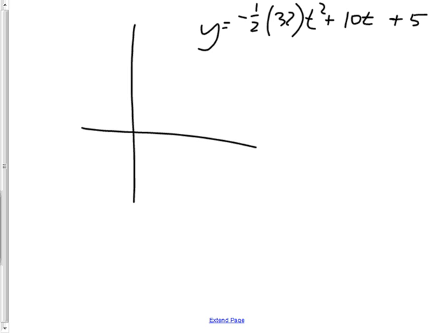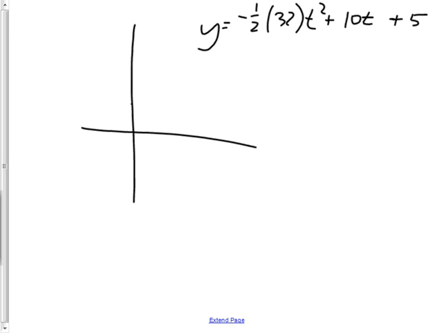Do you know what that equation I just wrote down means? Okay, then what's the velocity? 10. Is it in feet or meters? Feet, because this was in feet, so I knew it was in feet. If it had been in meters, that 32 would have been a what? 9.8, and then we'd know we were in meters. Okay, and the last thing is that 5. What's that 5 tell me? The height, also known as the y-intercept.